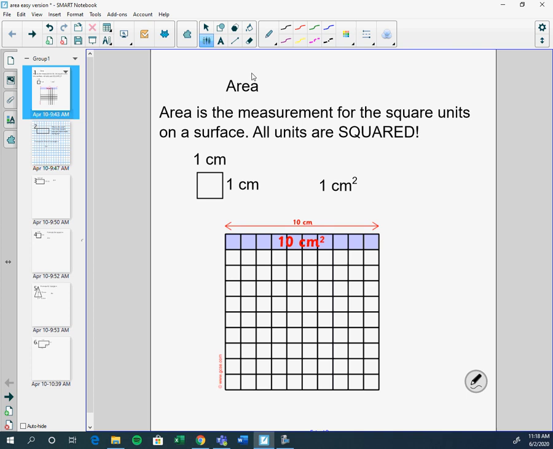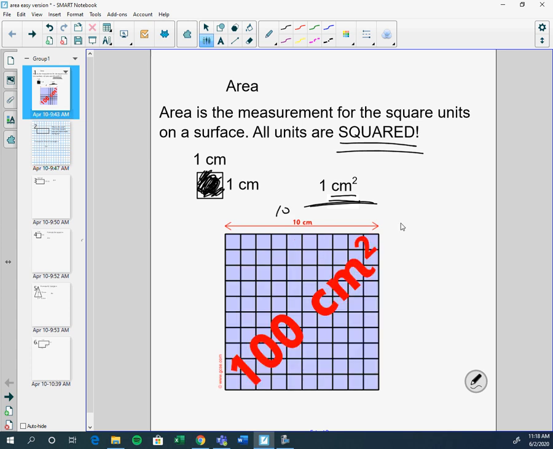Area is the measurement for the square units of surface. All units are square. That's super important. So what that means is when you write after the number, it should be squared centimeters or squared meters or square inches or square feet or whatever you have. Okay? So we've got a 1 by 1 square, then this area here that I'm shading in is known as 1 square centimeter, right?